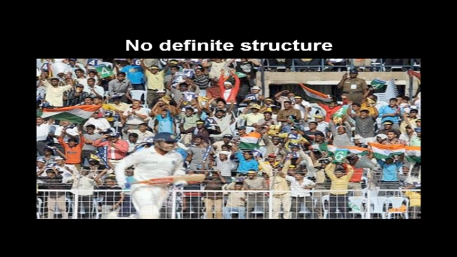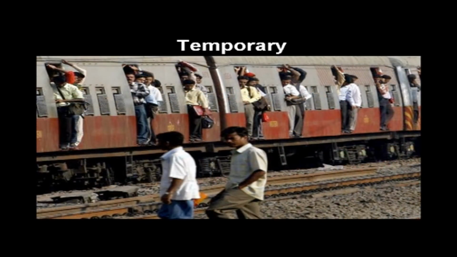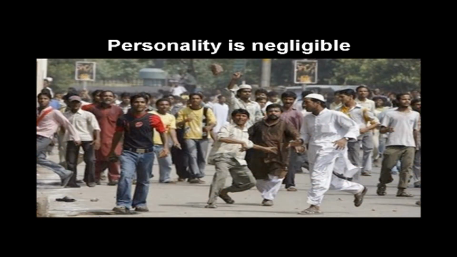3. Interactions within these groups are not systematic or regular, since there are no norms to govern it. 4th one, unorganized groups do not have a definite structure. 5. These groups are temporary. 6. Their impact on the personality is negligible. The following are the examples of unorganized social groups.